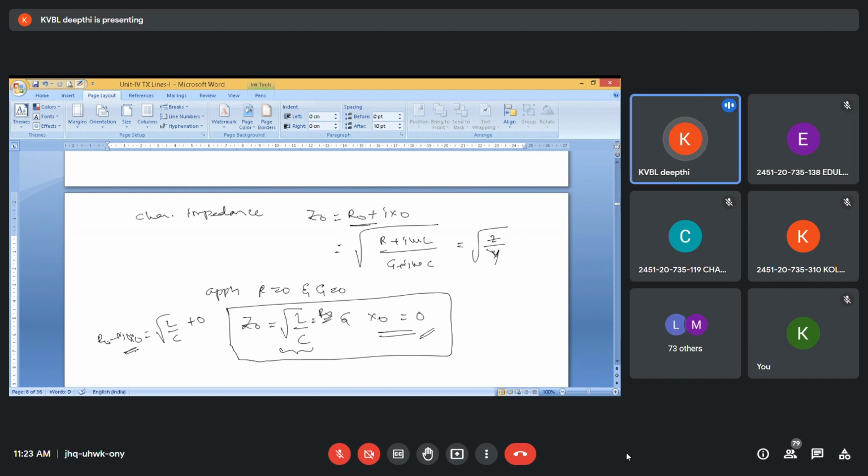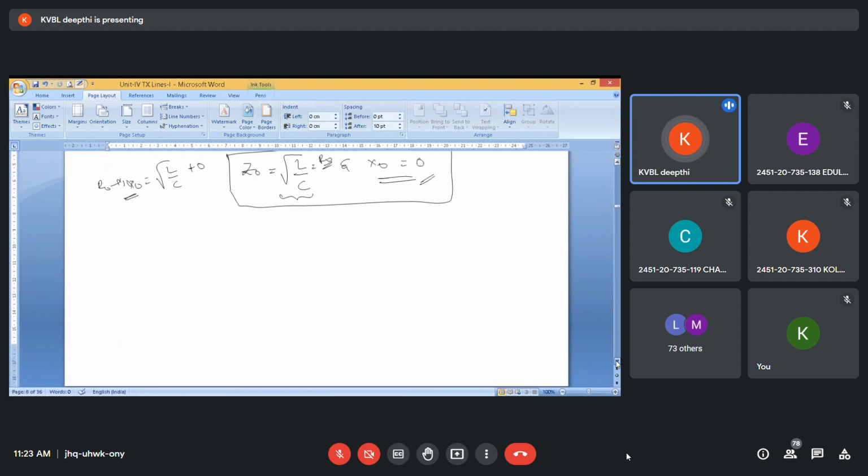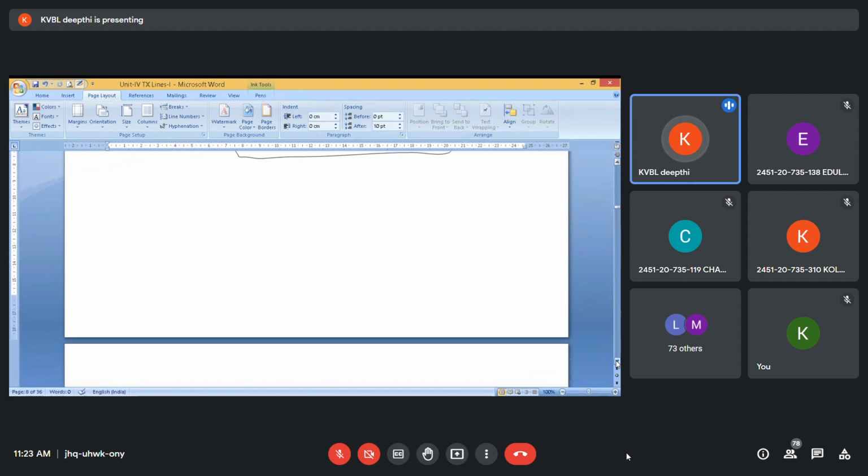Then next, one more very important derivation. Until now everything we discussed was about the low loss line, the infinite transmission line. The next one is all about something called a distortionless line. Low loss line and distortionless line have a lot of difference. Now this is very important.